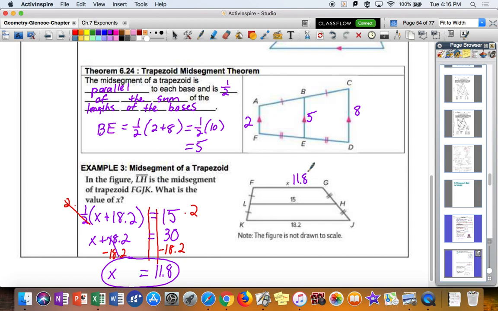So 11.8 is this here. And that is using that formula, but you may have noticed, well, this right here is a difference of 3.2. So 15 plus 3.2 is 18.2. So what if I went down by 3.2? Well, that gives me 11.8. So you can see that's almost a quicker, easier way of doing it. So that gives me a couple options there, but in any case, x is equal to 11.8.